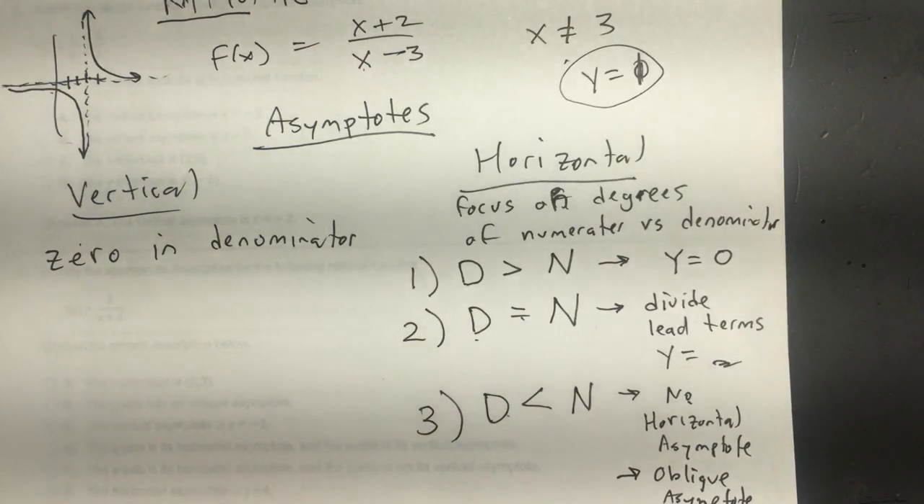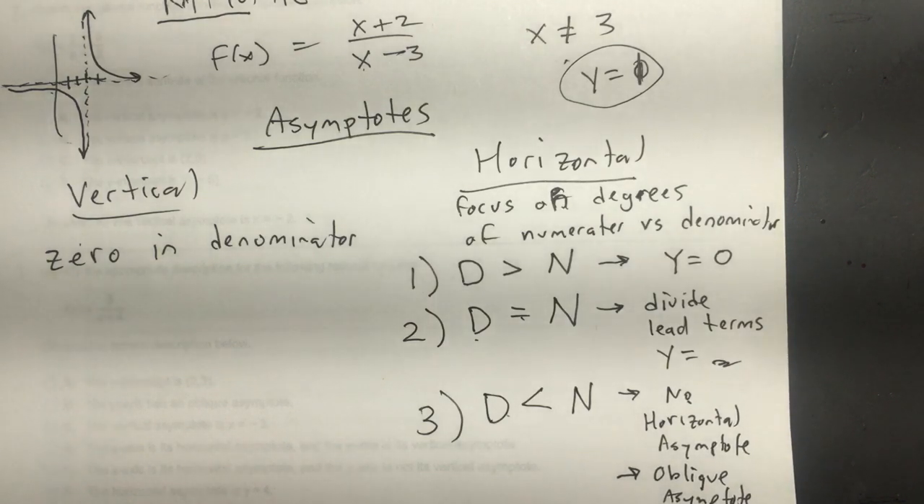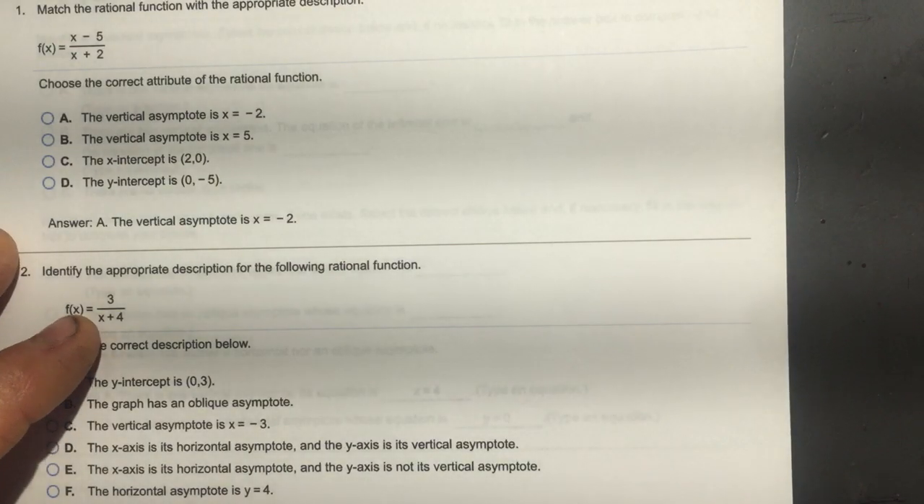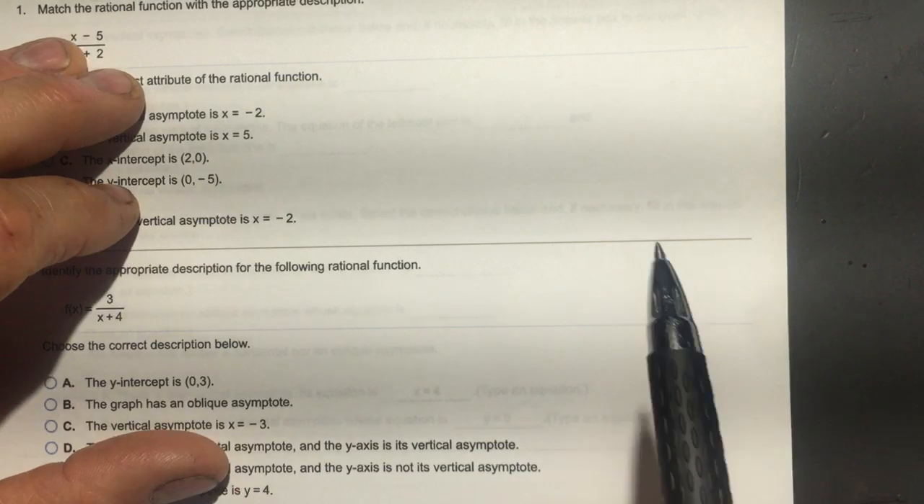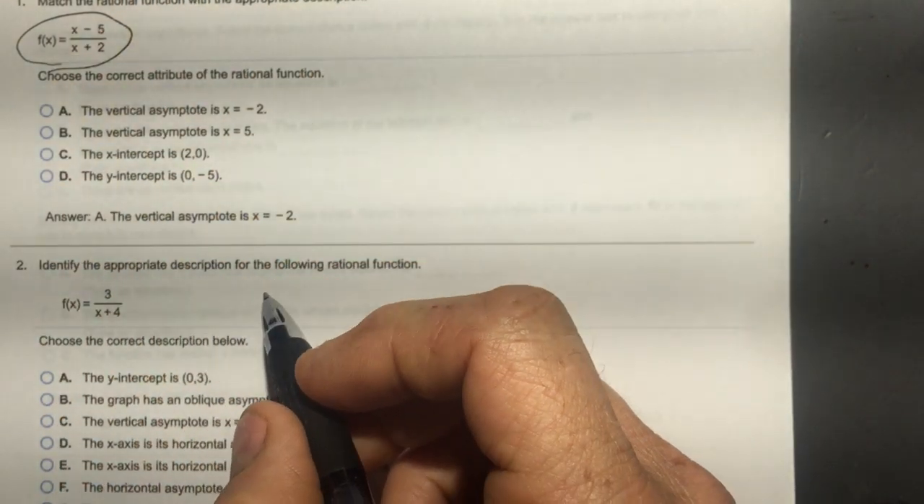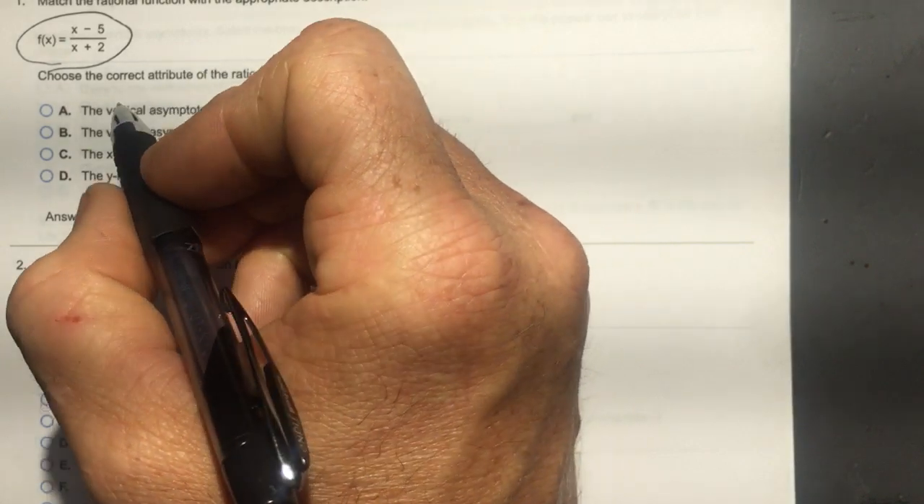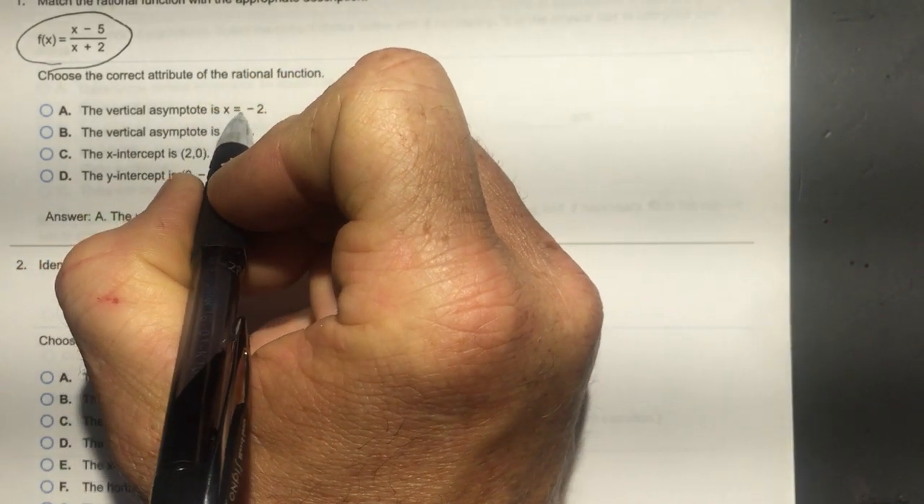Okay, so that's what we're going to deal with in this chapter, and then we're going to graph some and all that stuff. So if you look at the first one here, number 1, match the rational function with the appropriate description. So we have this rational function here. Okay, choose the correct attribute of this rational function.